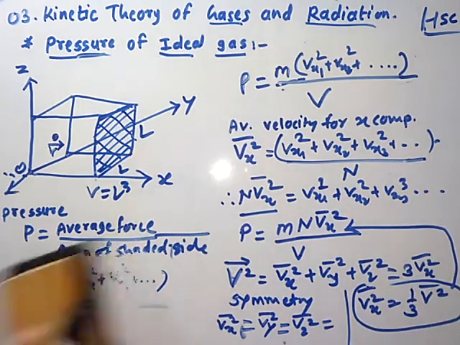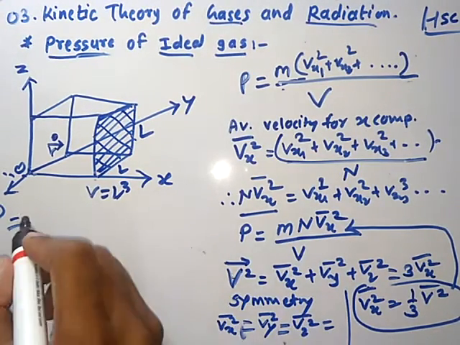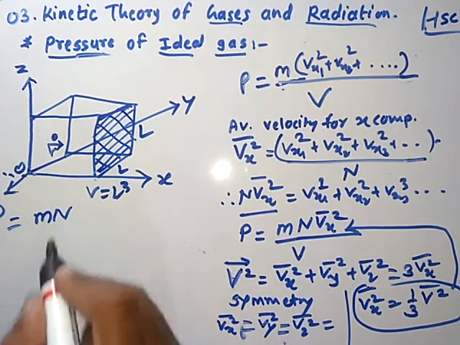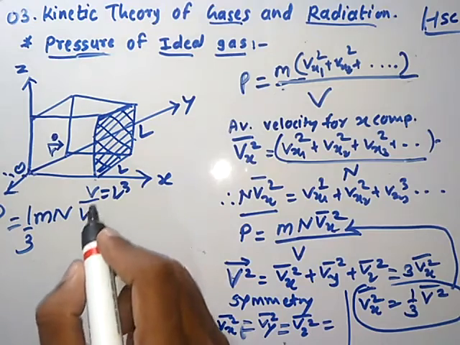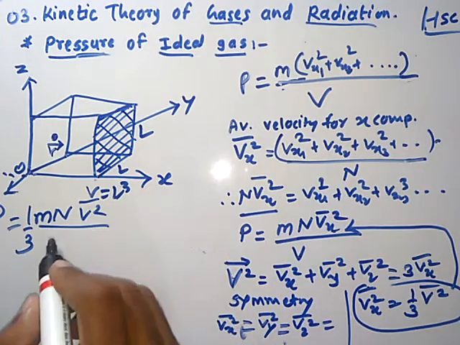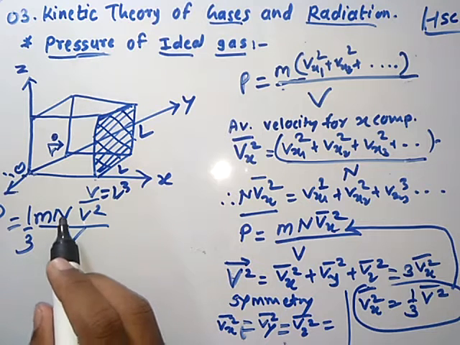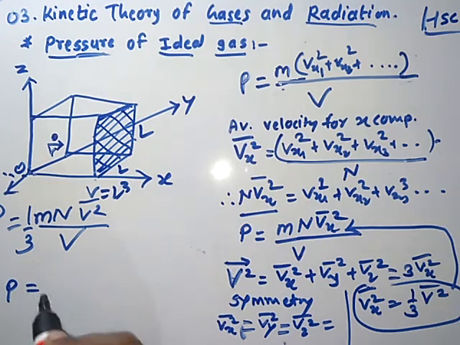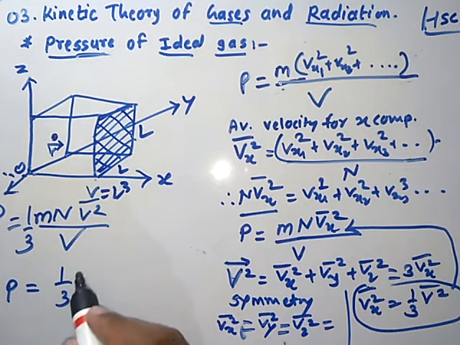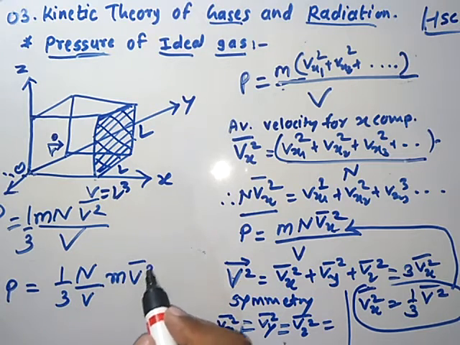We can write the momentum equation as pressure equal to m capital N, and in place of vx bar square we write 1 upon 3 v bar square, divided by volume. So pressure is equal to 1 upon 3 N upon V and v bar square. Again on rearranging we write 1 upon 3, number of molecules divided by volume, into m v bar square.